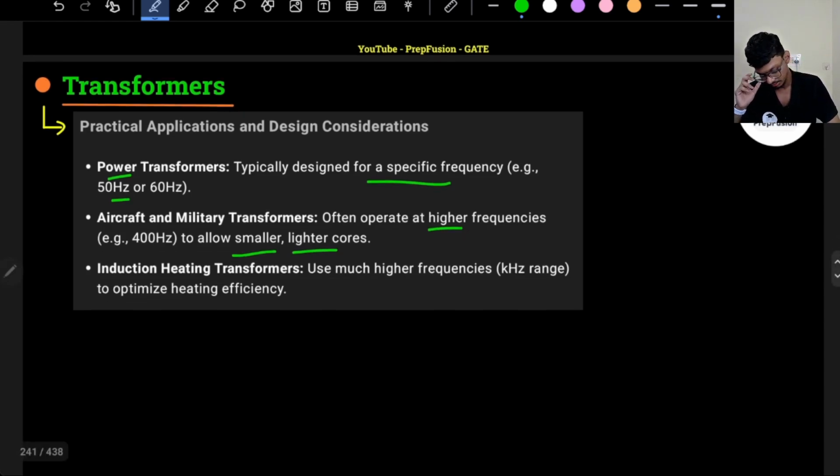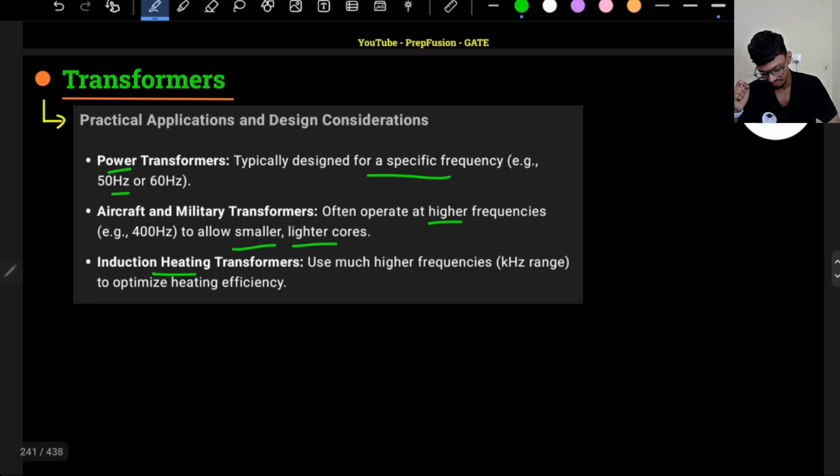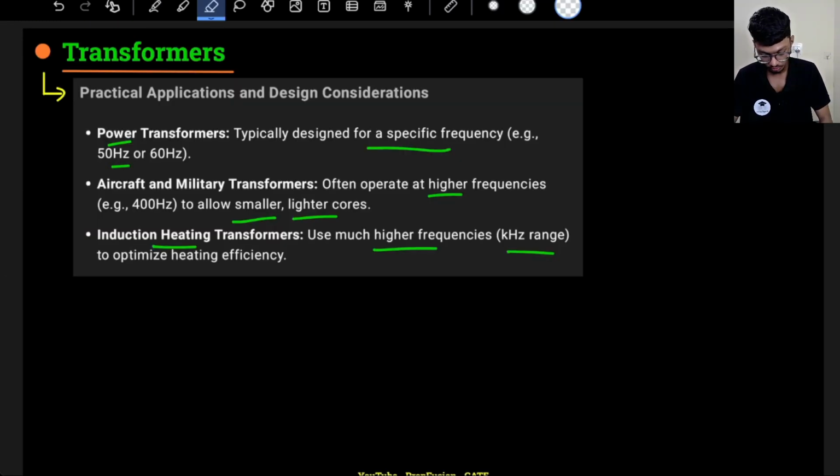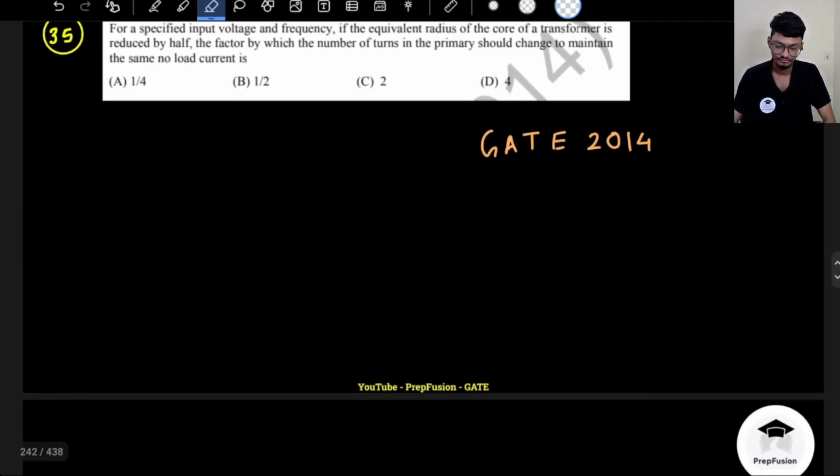Induction heating transformers are also used for much higher frequencies, in the kilohertz range. This you will study in BTech. If someone is studying electrical engineering, they will study this in some subject. That was about high frequency operation. So let's solve a few questions now.